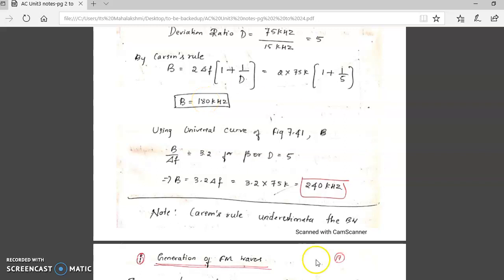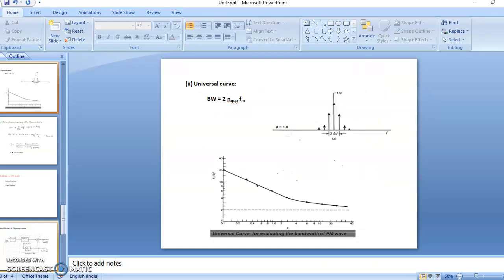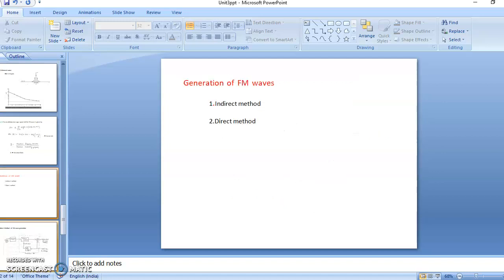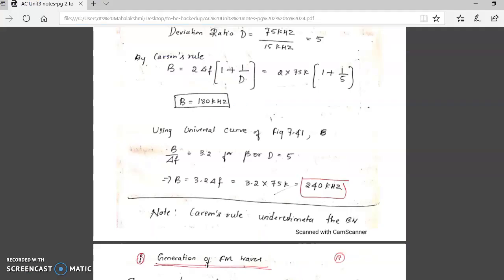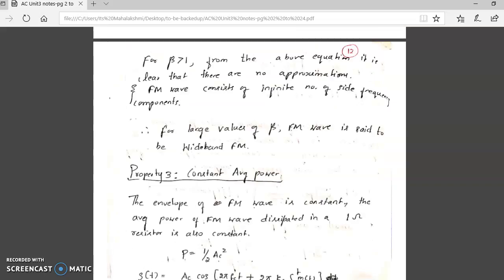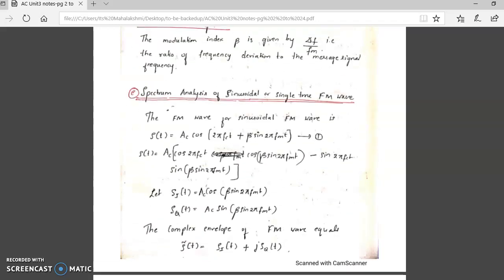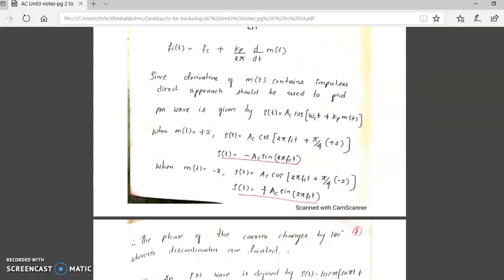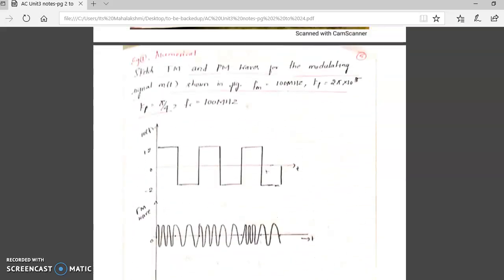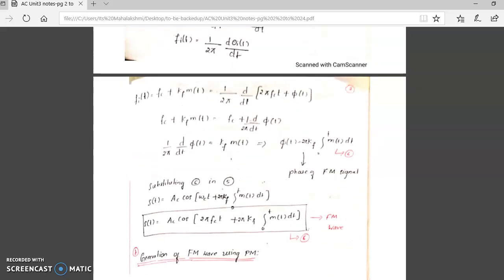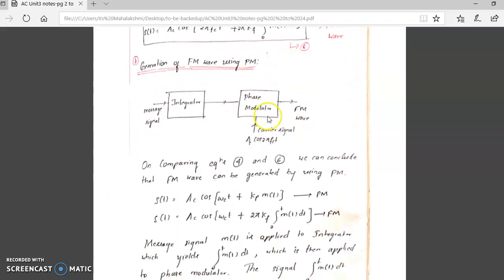Okay. Now coming back to the generation of FM waves. How to generate these FM waves? During initial classes, I hope you can recall the simple block diagram which we had used to generate an FM wave. That we call the indirect method, wherein we will be using phase modulation. Just a minute, I'll just open. Okay, look at this. This is nothing but generation of an FM wave using phase modulation.